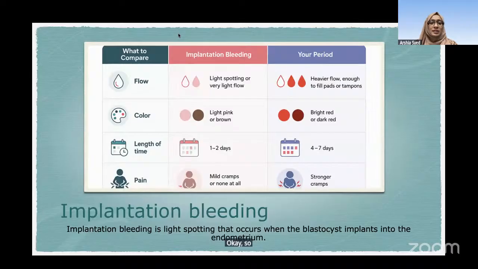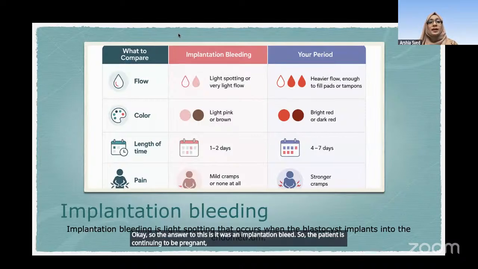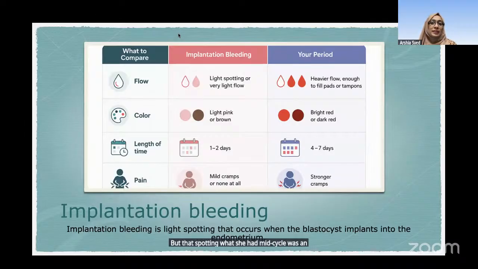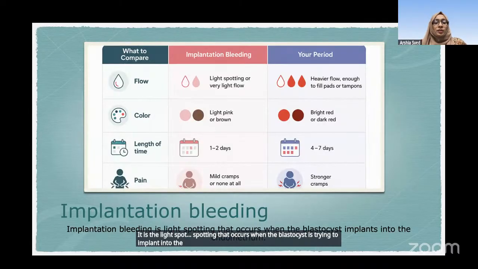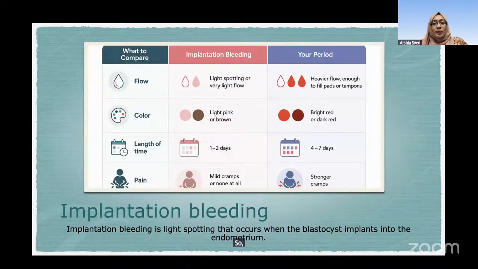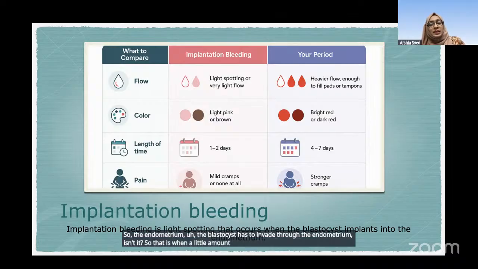Okay, so the answer to this is it was an implantation bleed. The patient is continuing to be pregnant, but that spotting she had mid-cycle was an implantation bleed. So what is this implantation bleed? It is the light spotting that occurs when the blastocyst is trying to implant into the endometrium. The blastocyst has to invade through the endometrium, isn't it? So that is when a little amount of bleeding is seen.